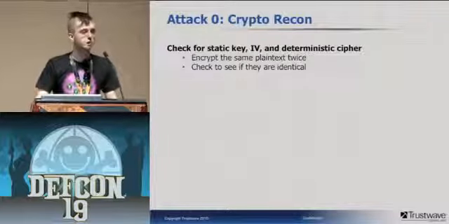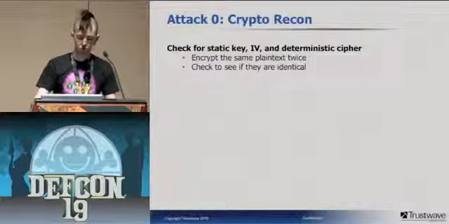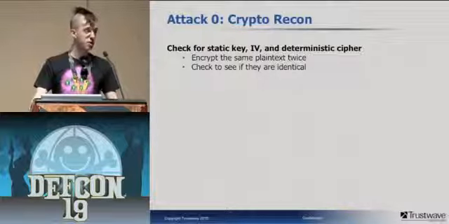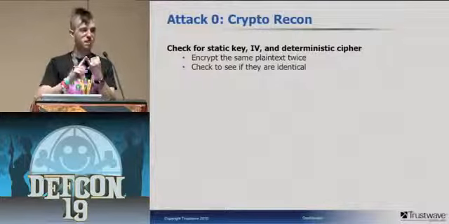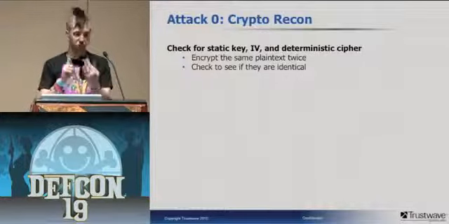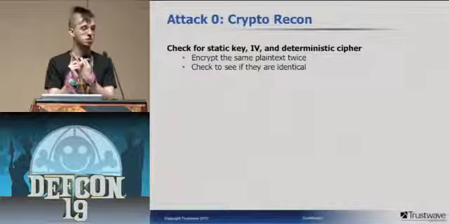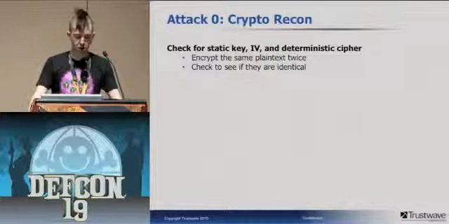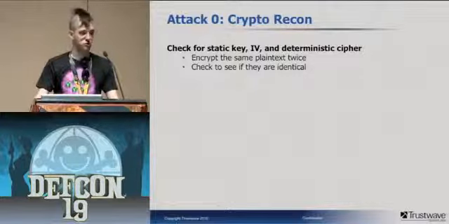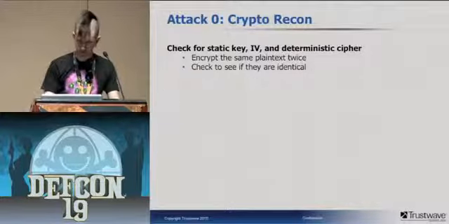So let's say you have an encryption oracle. If you encrypt the same plain text twice and it comes out to the same ciphertext, you know you have the same key, same initialization vector, and a deterministic cipher being used to encrypt the data. So if the ciphertexts are identical, you know all of these things are true.